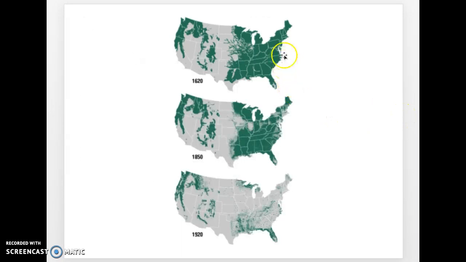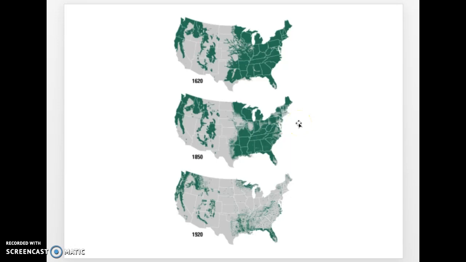Here's another example. The image up here of 1620 is an image of forested North America. All the green is forested. This is what was estimated to be forested in 1620. In 1850, you can see where the settlements were. Massachusetts in the 1800s was actually primarily open habitat.